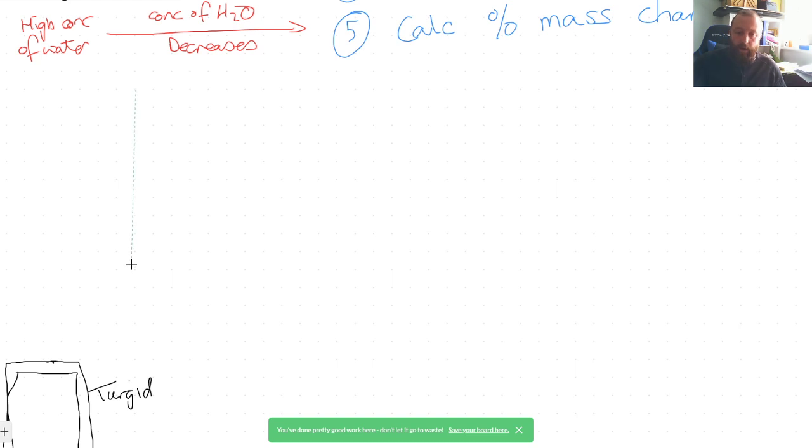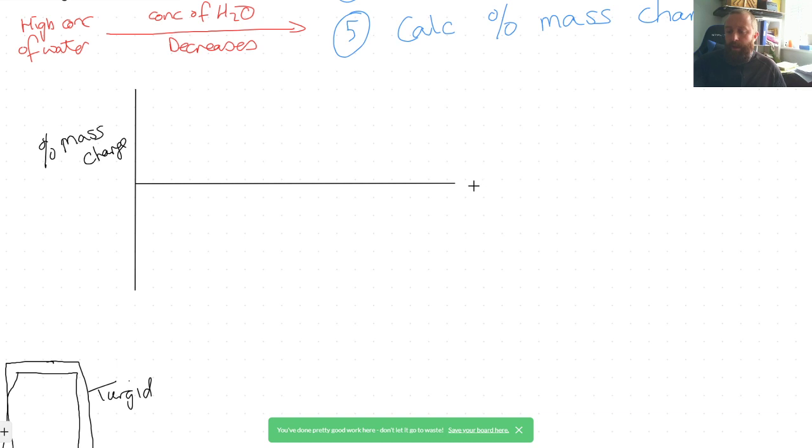We're going to have our y-axis, and we're going to have our x-axis somewhere like that. So on the y-axis, we are going to have percentage mass change. And on this side, we are going to have the concentration of our salt solution.